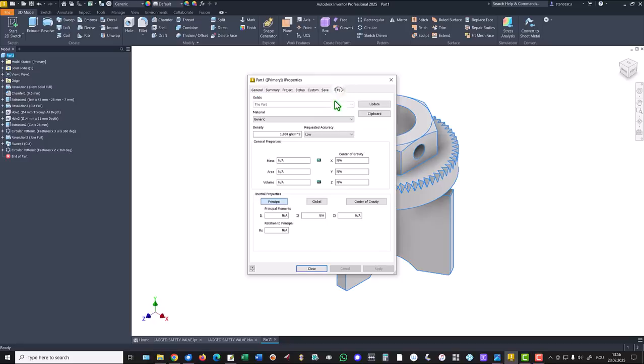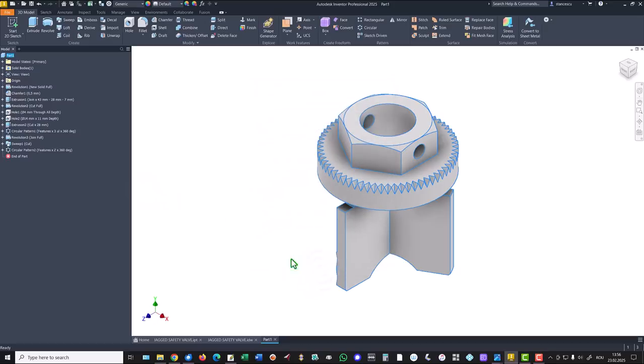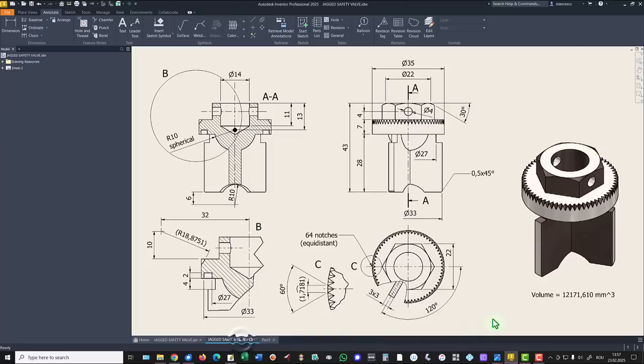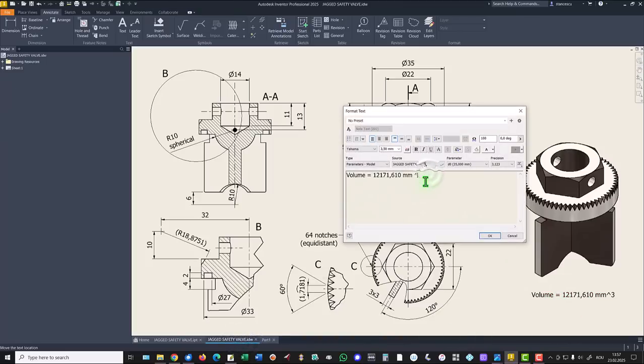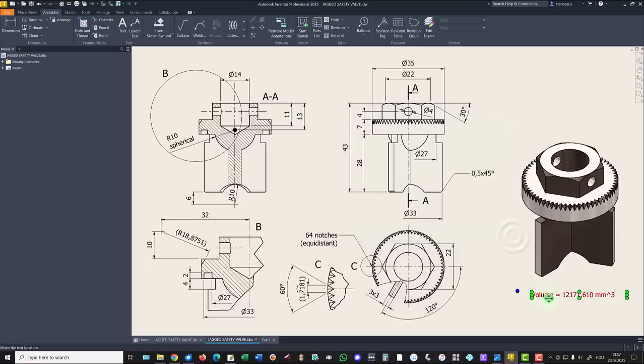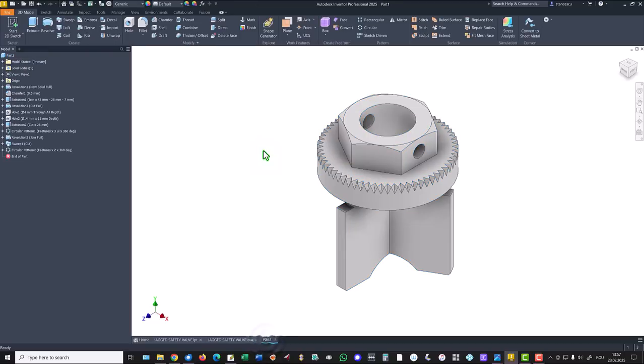Now let's see what is the volume. Properties, physical, update, copy, close, drawing, double click, and the new value is just the same. Cancel. I keep this because it is the same.